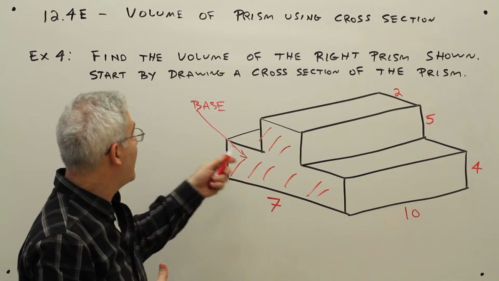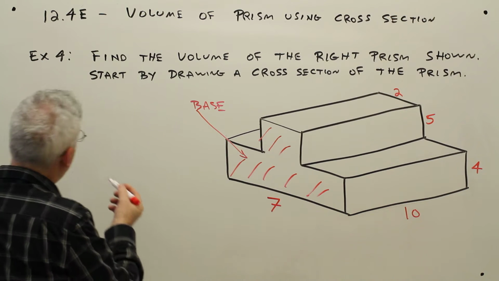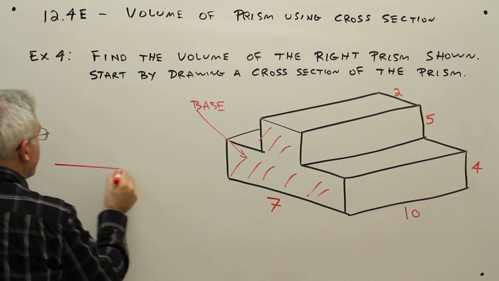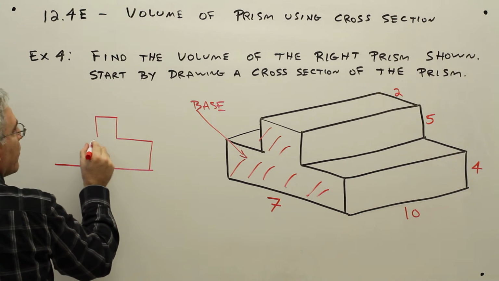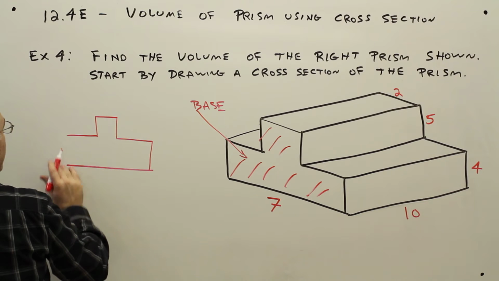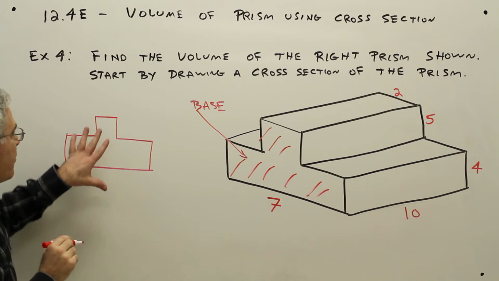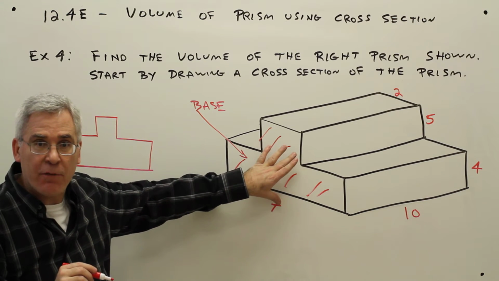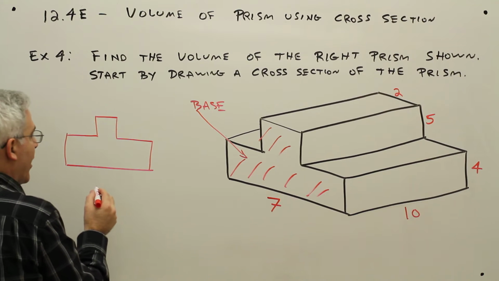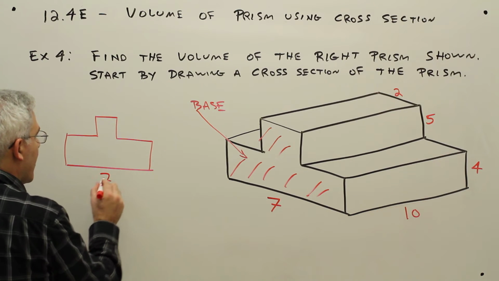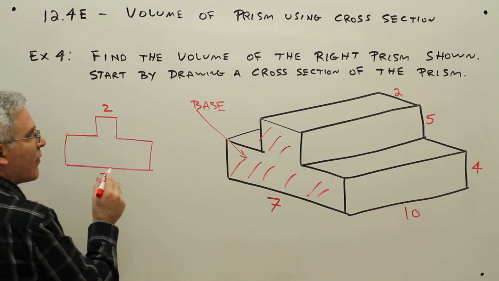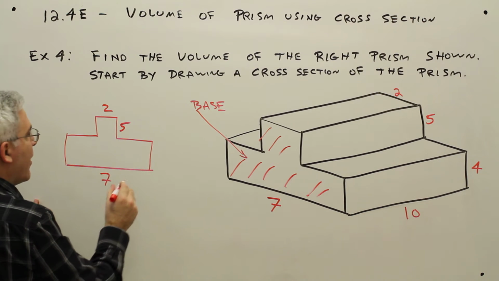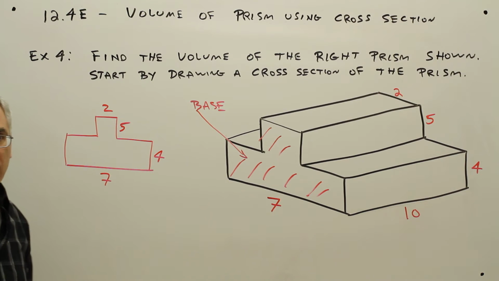So the direction said to start by drawing a cross-section, so I will. So this is a representation of that cross-section. So again, I'll just put on the dimensions. We had a 7 going across here, a 2 going across here, a 5 there, and a 4 there.